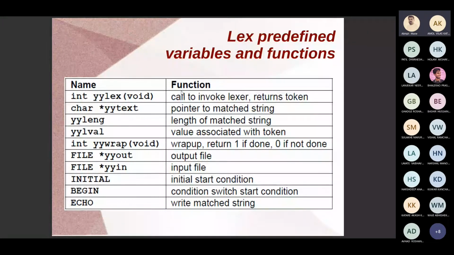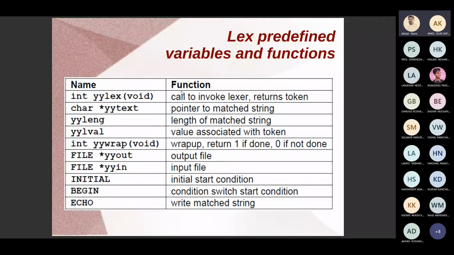Then this is yywrap. It is a function that returns one if done. If zero, then it is not done. So in wrap up, that means if your input is at the end, then this function is called and it returns one or zero. If it returns one, it means done, and zero is not done. So again it tries to scan the next character stream to generate the tokens.